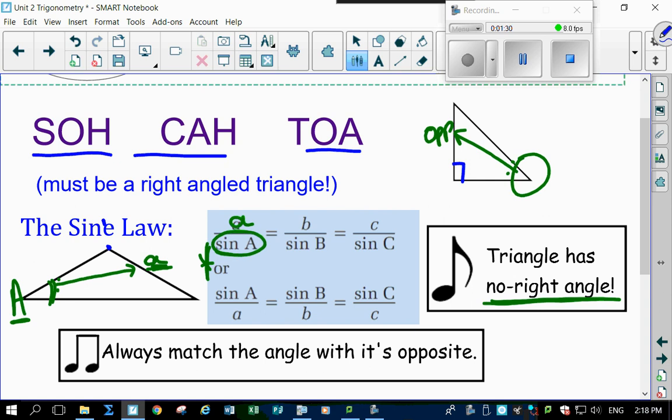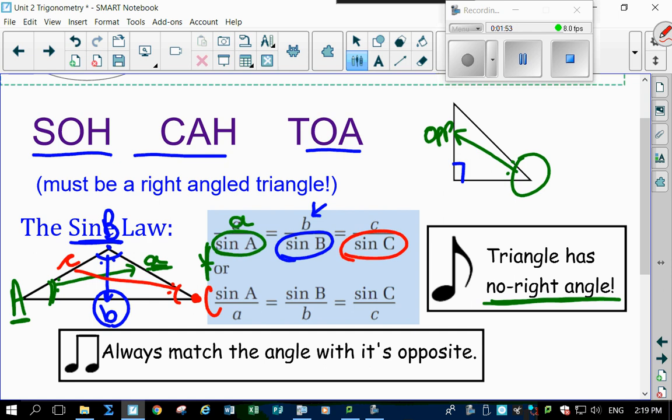Well, if this is B up here, there's the angle. That must make this little b, and sure enough, the sine of B goes with little b. There you go. And then over here, this would have to be C. So the sine of C goes with little c. Sure enough, the sine of C, which is the angle, goes with little c. And that's the ratio that it works with.